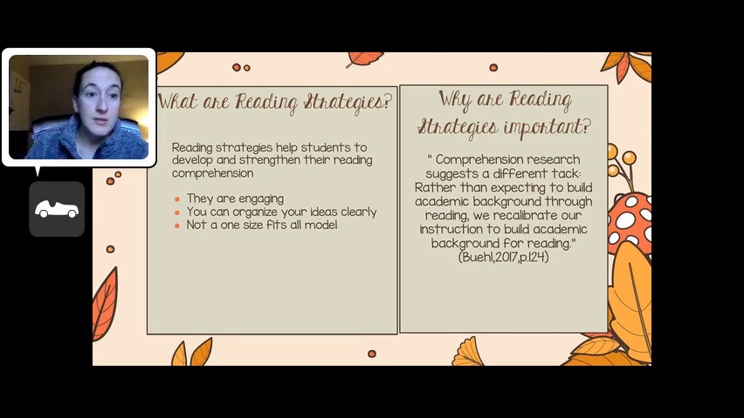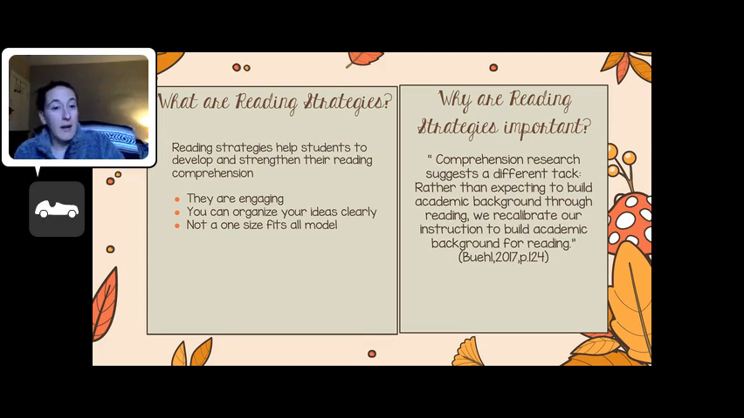Why are reading strategies important? I took this quote from the author of our textbook, Developing Readers in the Academic Disciplines. It reads, comprehension research suggests a different tack. Rather than expecting to build academic background through reading, we recalibrate our instruction to build academic background for reading. And I think this is a very important idea as to why reading strategies are important and for us to think about the learners that we have in our classrooms.